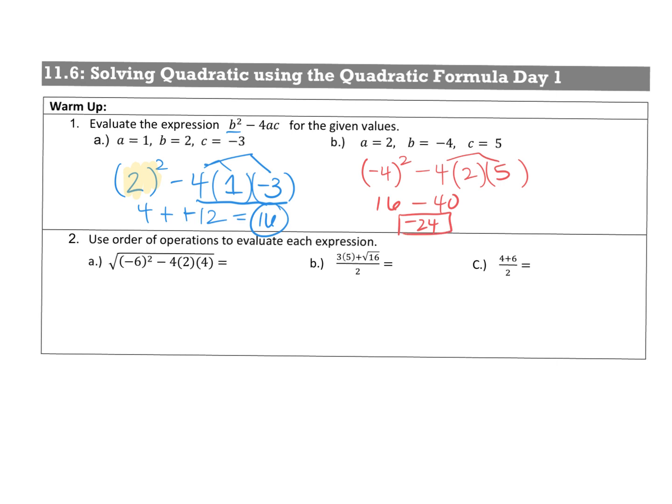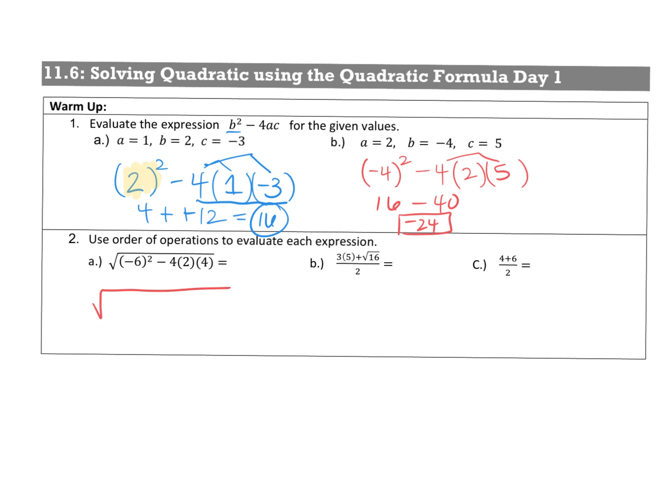Okay, if you didn't try the next one, make sure you go ahead and try those real quick, and then push play when you are ready. All right, so the first one, you need to do everything inside that radical symbol first, inside that square root symbol. And you still follow the order of operations.